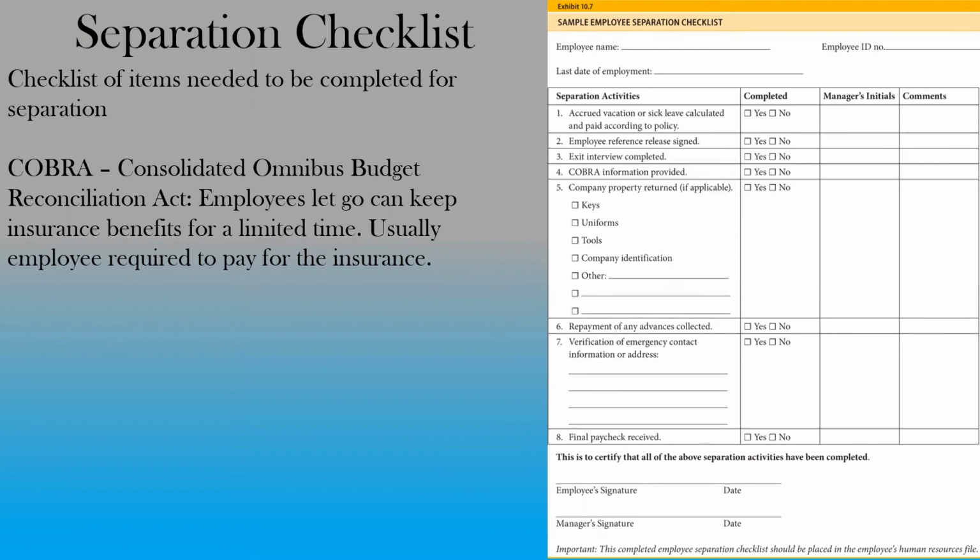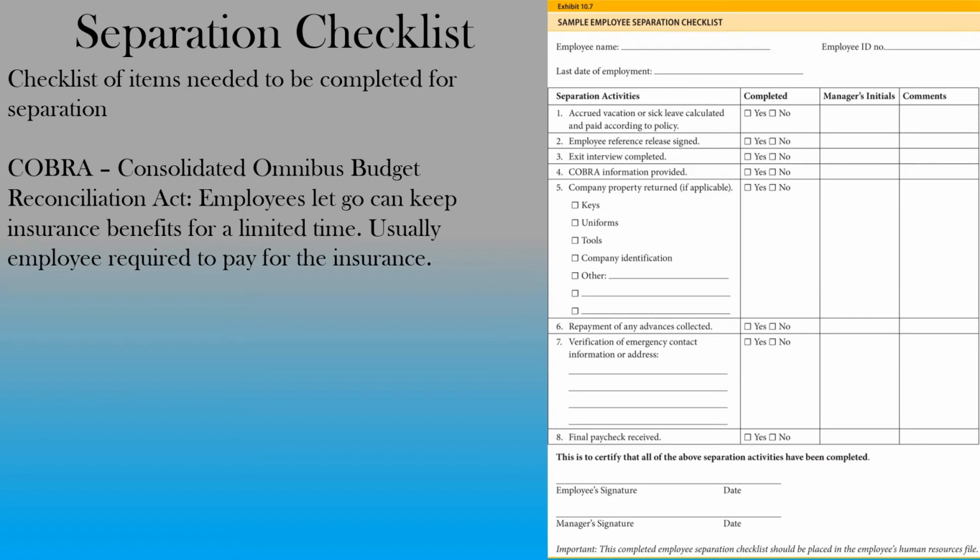We kind of talked about the separation checklist. This is a written out checklist of items that need to be completed before separation. So you can see it's their information, and then it just gives, on both sides, did they get their accrued vacation or sick leave calculated according to policy? Did they sign an employee reference release? Was the exit interview done?